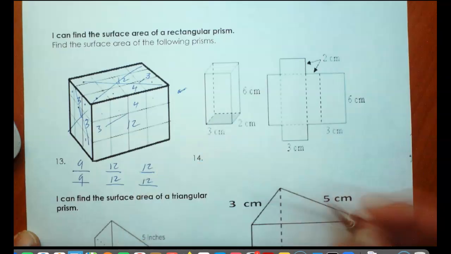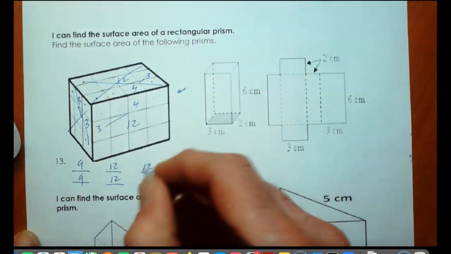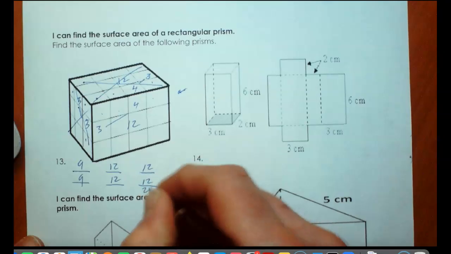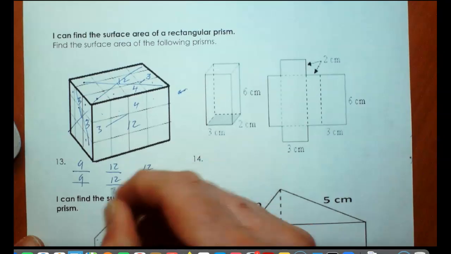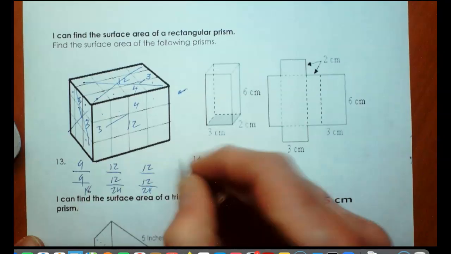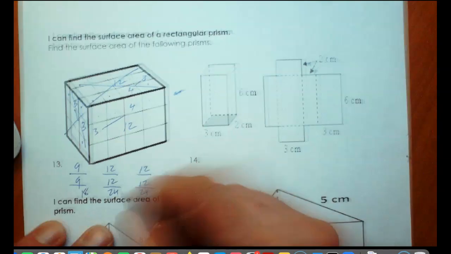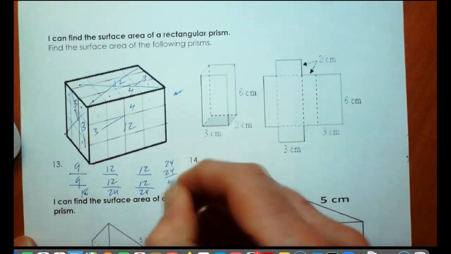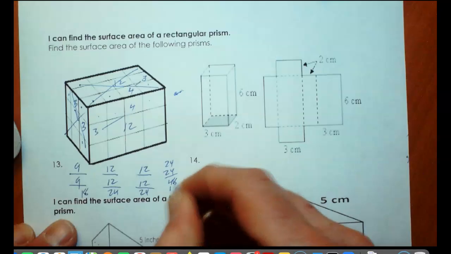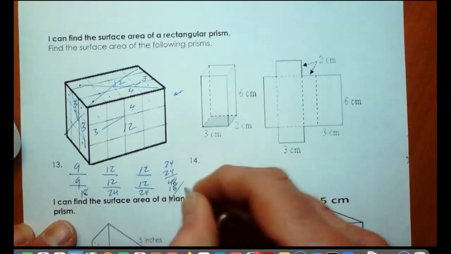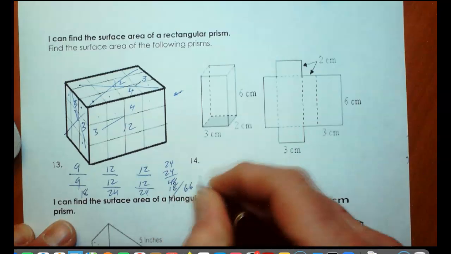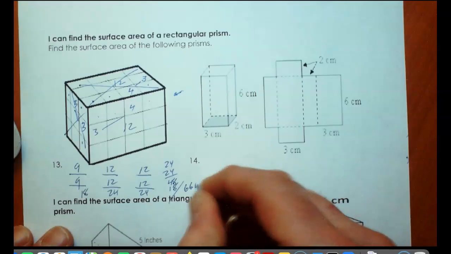Now we're just going to add these numbers up. Well, these are 24, these two together. These two are 24, and these are 18. So really, we can add 24 plus 24, which is 48. And then we'll add the 18 to that, and that is 66 units squared.